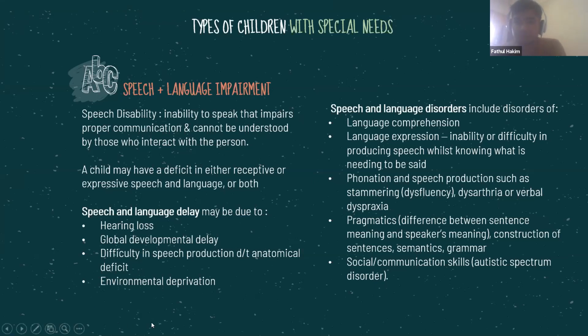So speech and language disorder includes disorder of language comprehension, which is difficulty understanding or processing the language. And there is language expression, which is the inability or difficulty producing the speech. And there is phonation and speech production, such as stammering, which is disfluency, and dysarthria or verbal dyspraxia.